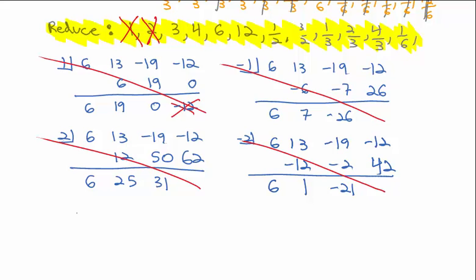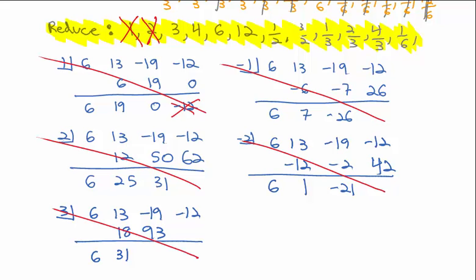Let's try 3. 6, 13, negative 19, negative 12. 6 times 3 is 18. 18 and 13 is 31. Times 3 is 93. 93 minus 19. You can tell this number is just way too big. Once you get a feeling that the number is getting way too big, we can cross it out as well. So now we try negative 3 with 6, 13, negative 19, and negative 12.